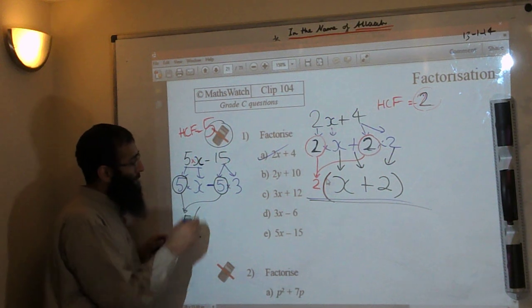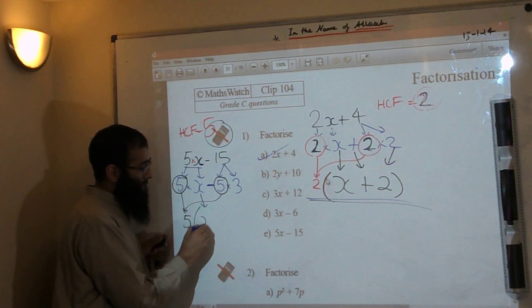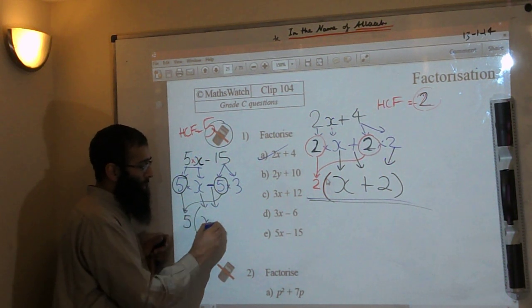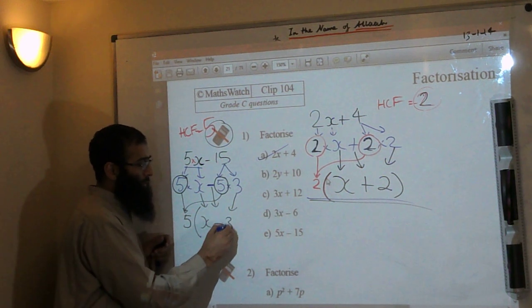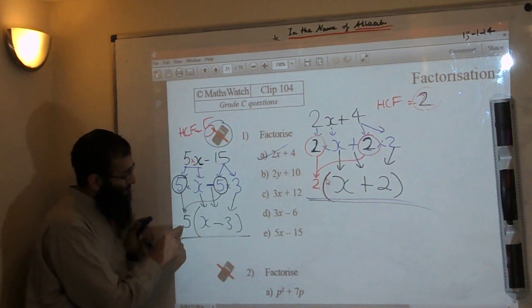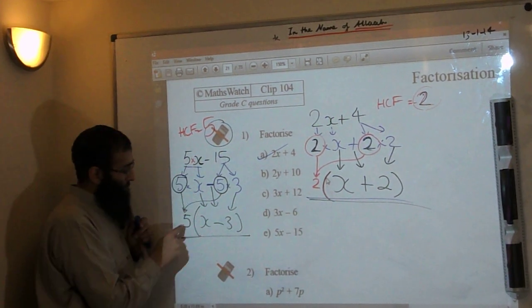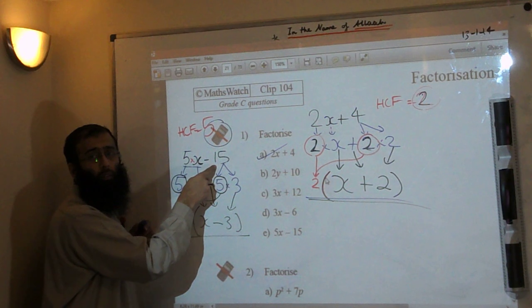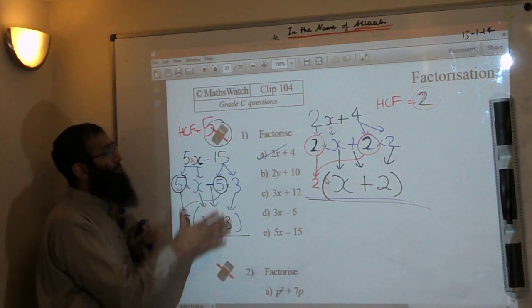So what are we left with now? We are left with x. We are left with a minus, and we're left with 3, and then we close the brackets, and the job is done. And we do a quick check, Hassan. 5 times by x is 5x. 5 times by minus 3 is minus 15. So has it given back our original expression?